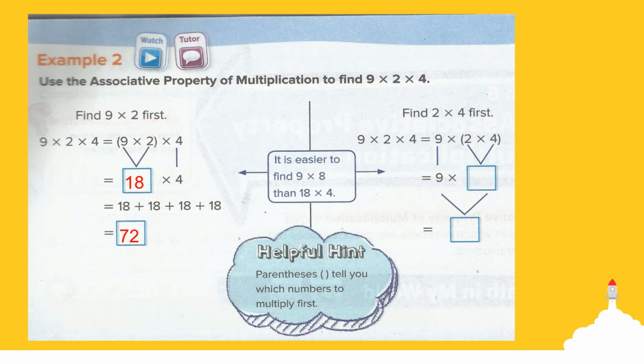We're going to bring down the 9 and we're going to multiply 2 times 4 equals 8. So 9 times 8 equals 72. If we compare both exercises, we will see that it's easier to find 9 times 8 than 18 times 4. Helpful hint. The parentheses tell you which numbers to multiply first.